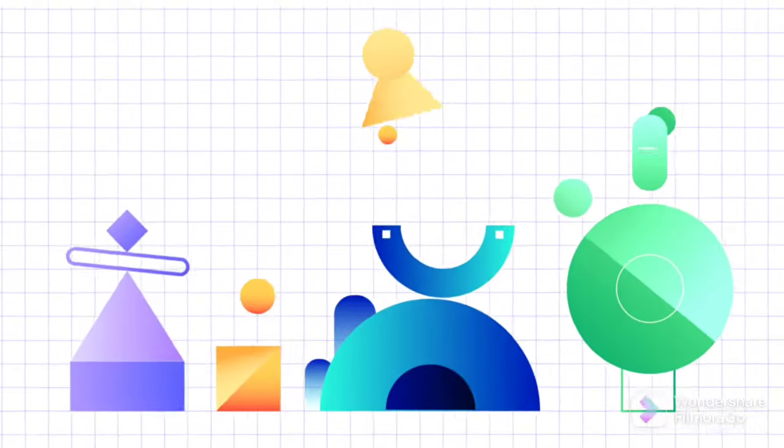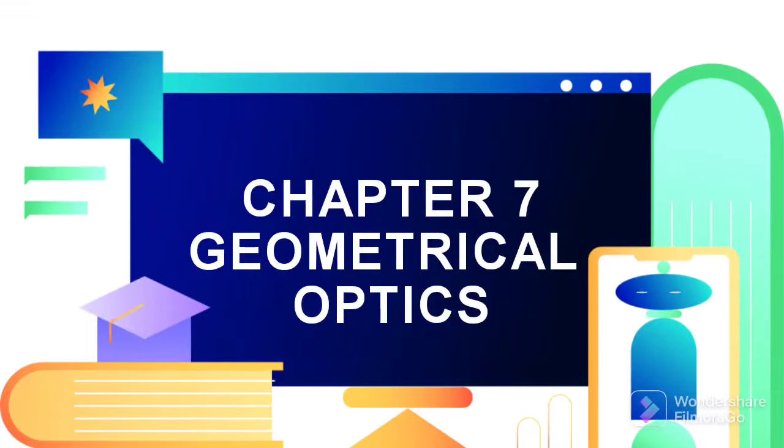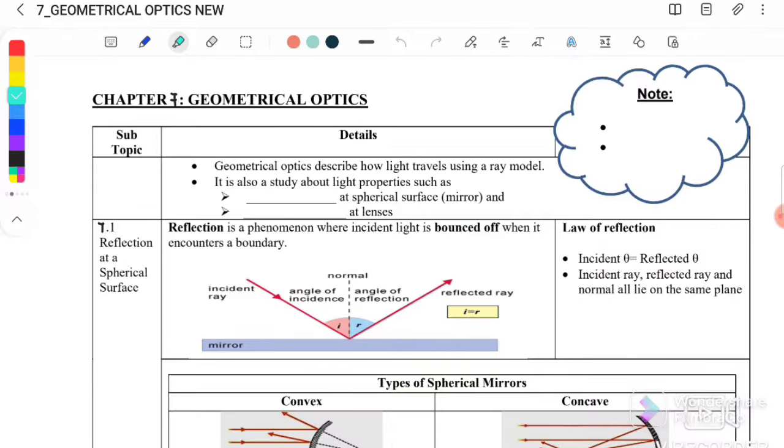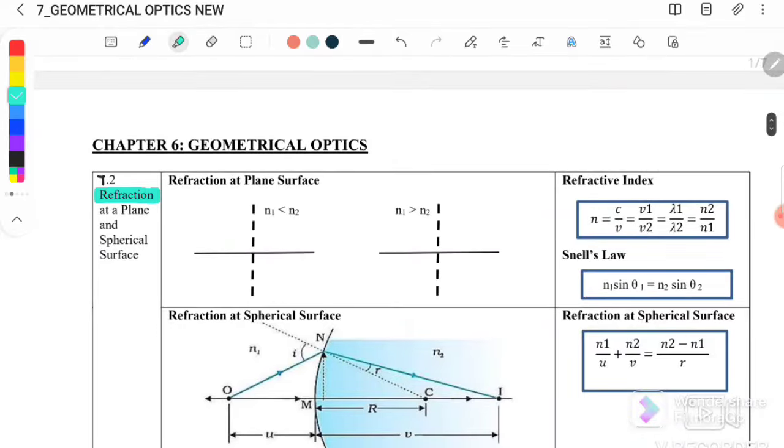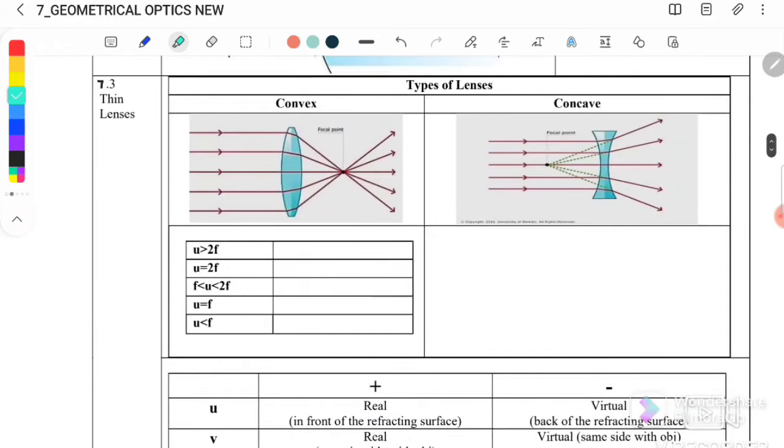Today we are going to discuss the summary for chapter 7, Geometrical Optics. For this topic, there are 3 subtopics. The first one is the reflection of the spherical surface, 7.2 is the refraction of the plane and the spherical surface, and the last part is the thin lens. Okay, so let us start.